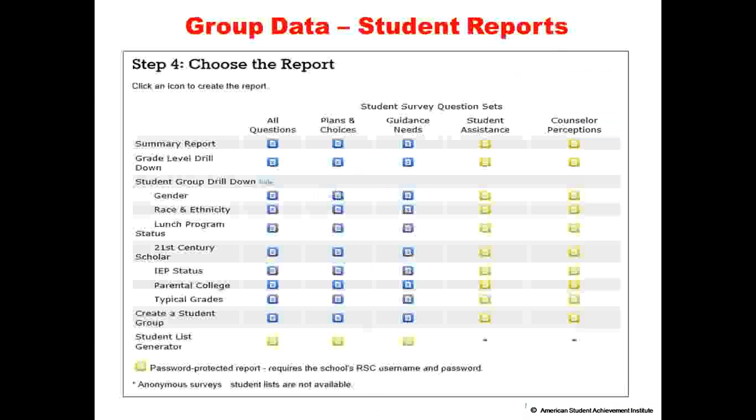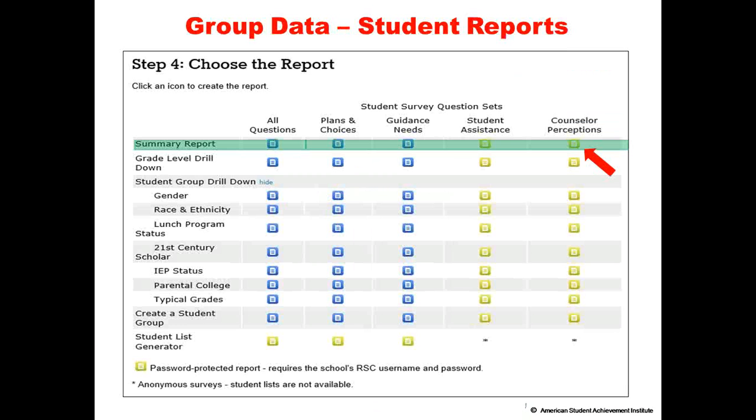Okay, so first of all, let's look at group data and what kind of data you can find from the survey for the groups in your school. So this is what the survey reports look like. Each one of those little buttons there represents a different report. The most basic report is the summary report, and I've highlighted there the icon that you would click to get the summary report for all questions. But you may not want all questions, so you also have the opportunity to say, just give me a report that includes plans and choices, or guidance needs, or student assistance, or counselor perceptions.